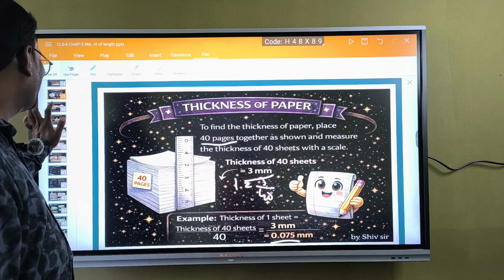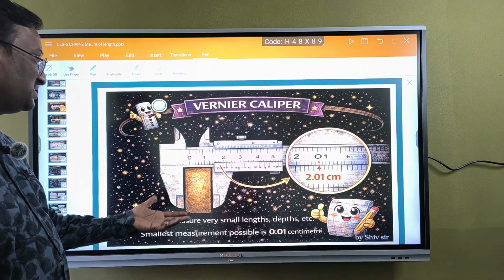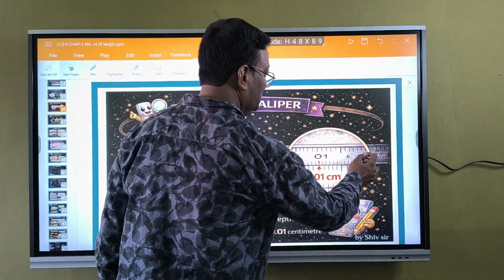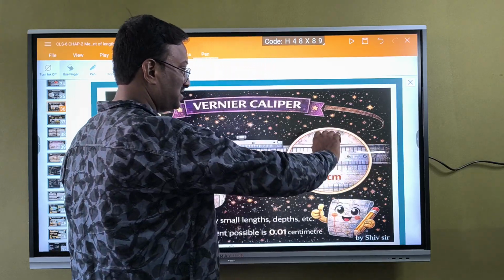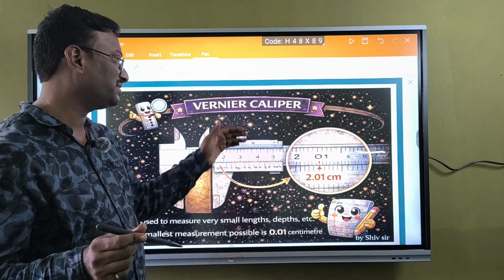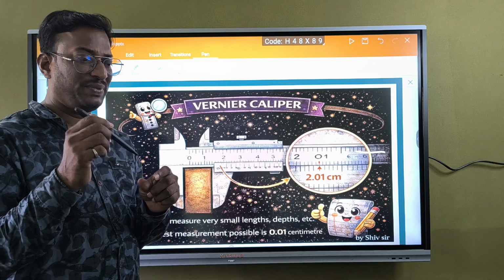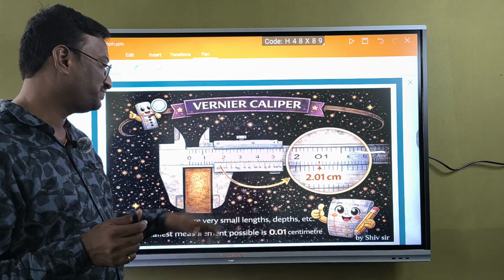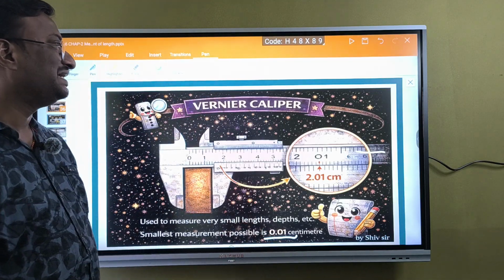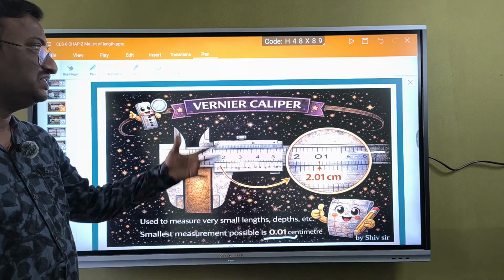See now. Next thing, vernier calipers. We have discussed that it is used to measure very small lengths and depths. You will have a longer strip, a metallic strip behind it. With that we can measure the depth of the pen cap or whatsoever. The smallest possible measurement is 0.01 centimeters with the help of this vernier calipers. That is also called the least count of this device.